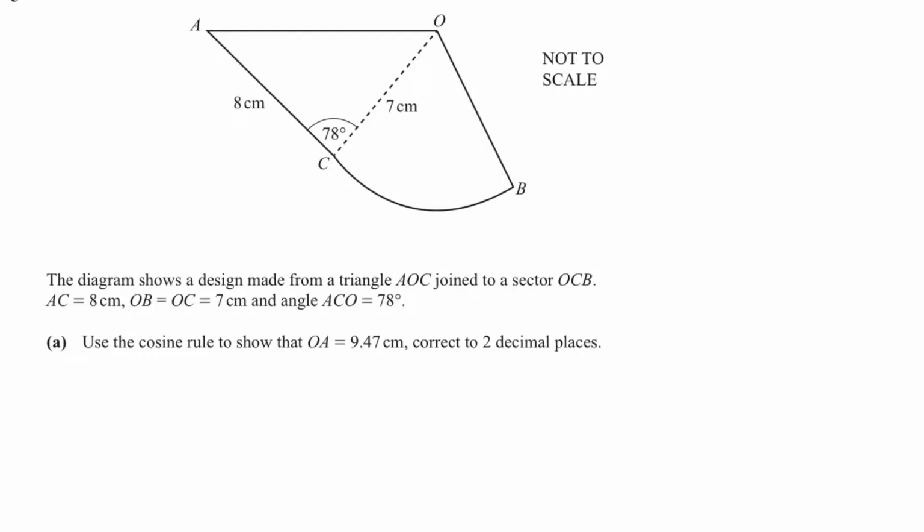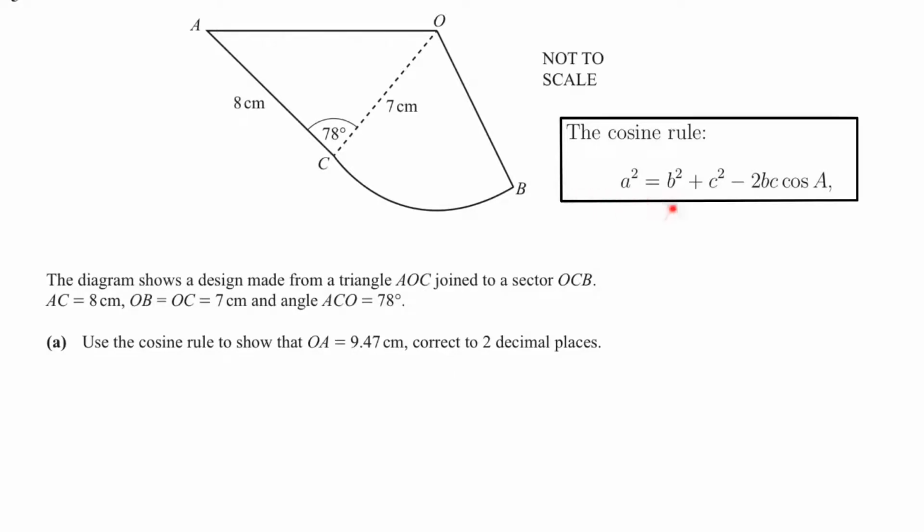In this question, we have been given a triangle and a sector. Side AC is 8 centimeters, OB and OC are 7 centimeters, and angle ACO is equal to 78 degrees. Part A, use the cosine rule to show that OA is equal to 9.47 centimeters, correct to 2 decimal places.